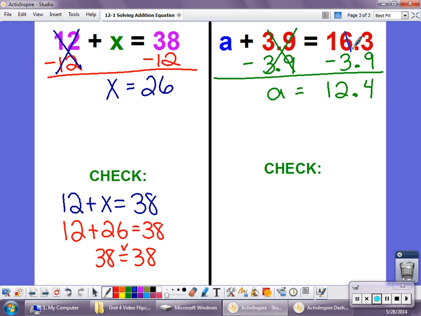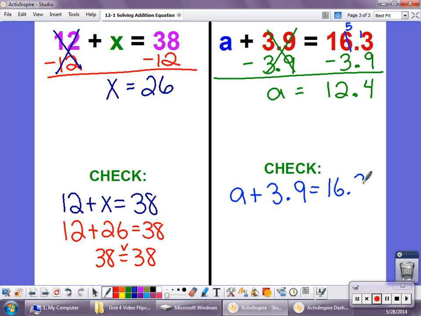All you need to do is show your work. We're going to regroup this. 13 take away 9 is 4. 5 take away 3 is 2. And 1 take away 0 is 1. So we get 12.4. So now to check my work, back to our original equation.